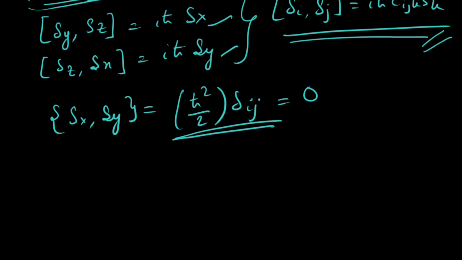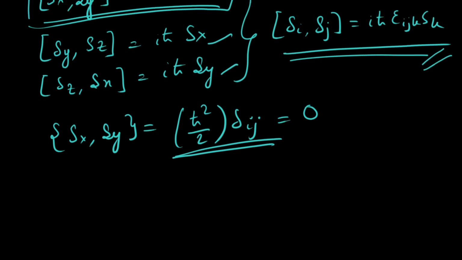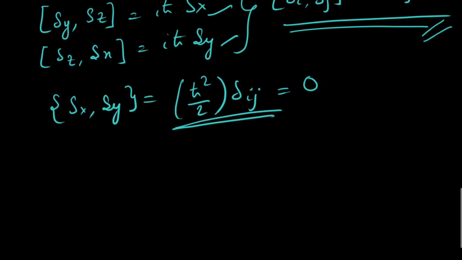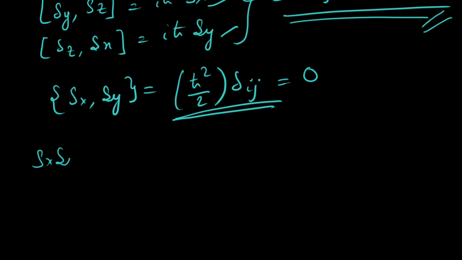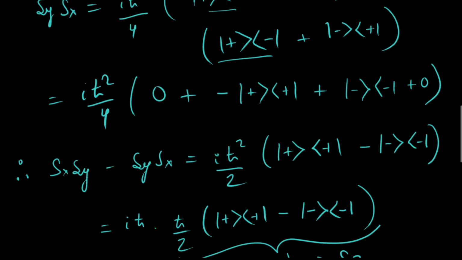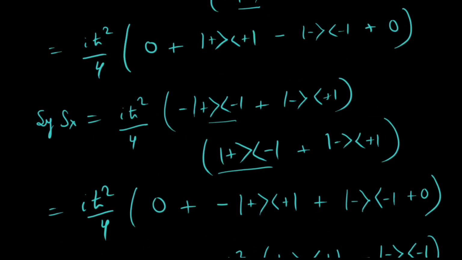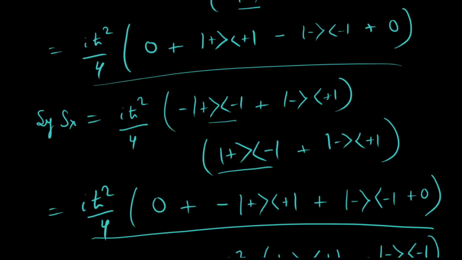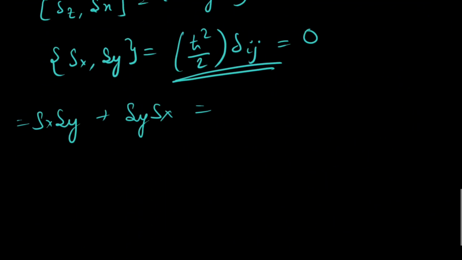So for Sx comma Sy, we'll have SxSy plus SySx, which will be equal to, we'll just add these two values which we found earlier. So we have to add this value and this value. You can see that this term will cancel out with this term and this term will cancel out with this term. So yeah, we do get a 0 here.